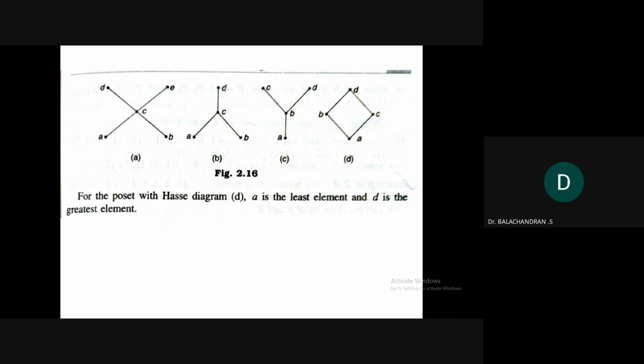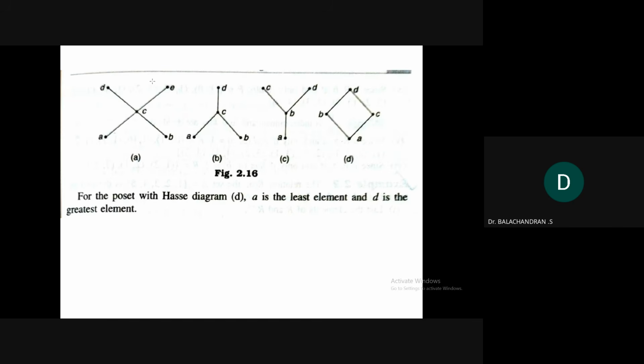Similarly, here D is the greatest element, and also D is maximal. Here A and B are minimal elements, but the least element does not exist. So in the first diagram, A and B are minimal elements. Here the least element does not exist. Here D and E are maximal elements. Here the greatest element does not exist.